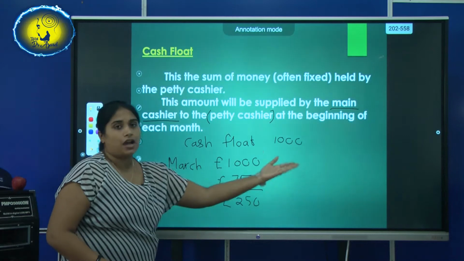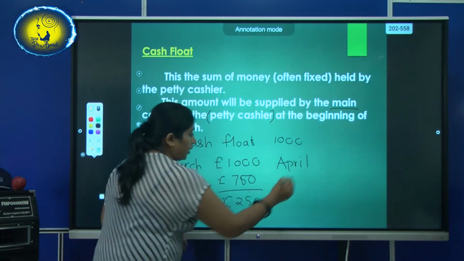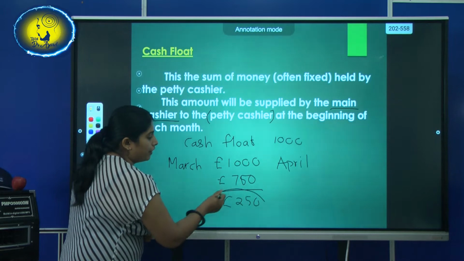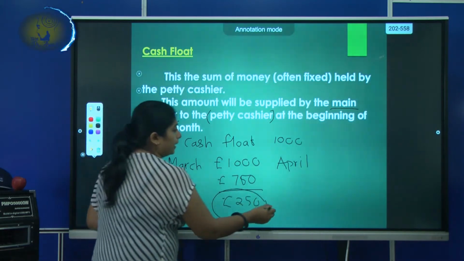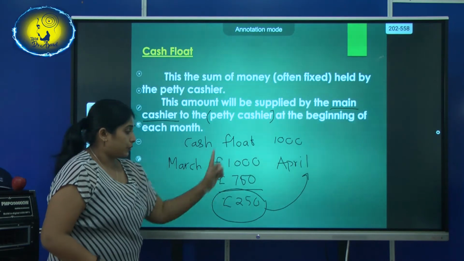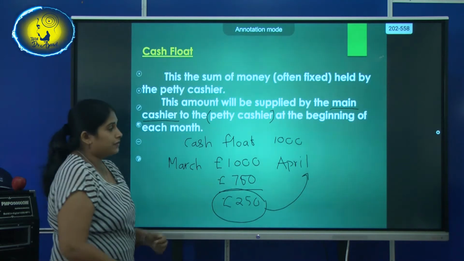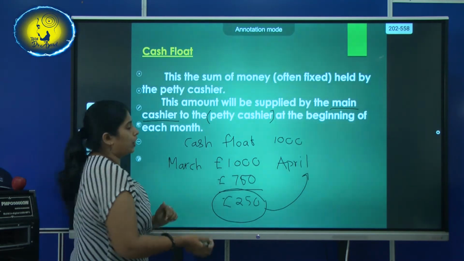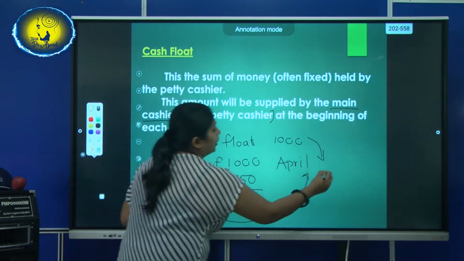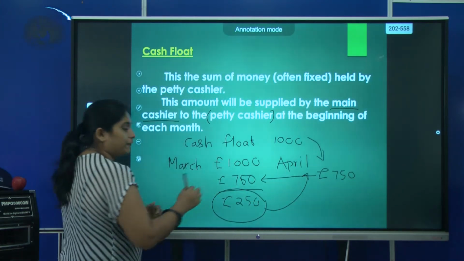So before you start the next month, the month of April, what you have to do? This 250 should be updated to the cash float. So what is the cash float? 1000. So still we have only £250 as your balance. So to make it equal to 1000, what is the cash that you should get from the main cashier? The 750 which you spent for the month of March.